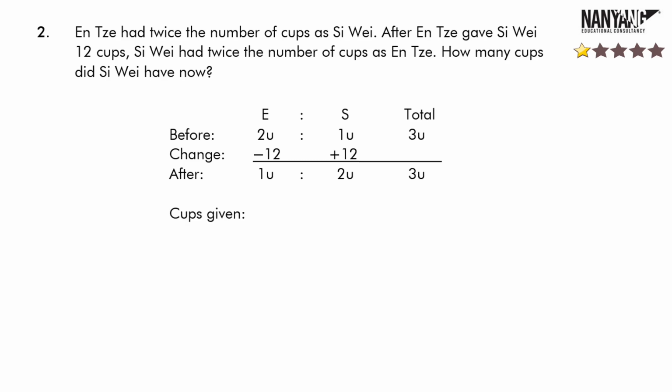Let's look at the number of cups given, our change. We take 2 units minus 1 unit equals to 1 unit. And as the question tells us, this equals to 12. So how many cups did Siwei have now? As our table states, that will be 2 units, which is equals to 12 times 2, 24. So Siwei had 24 cups.